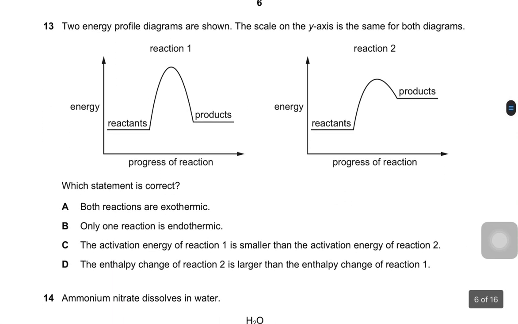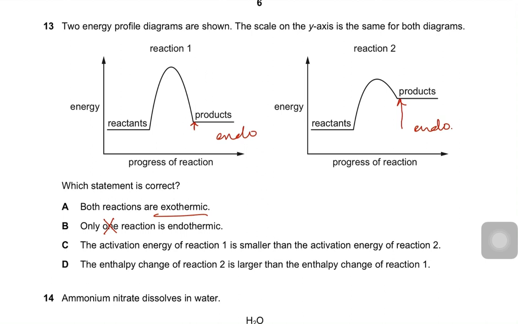Let's go for question 13. Two energy profile diagrams are shown. The scale on the y-axis is the same for both diagrams. Which statement is correct? Both reactions are exothermic. No, sorry. This reaction is apparently very slightly endothermic. This reaction is largely endothermic, but both are endothermic reactions. Only one reaction is endothermic. Again, wrong. Both reactions are endothermic.